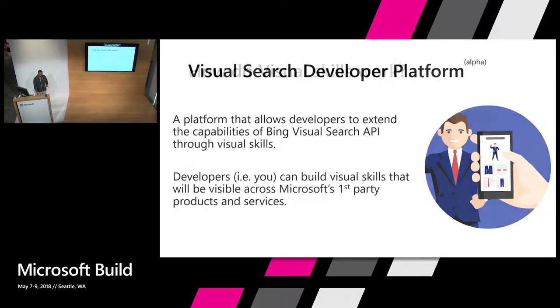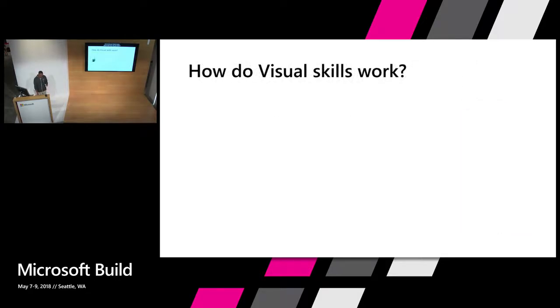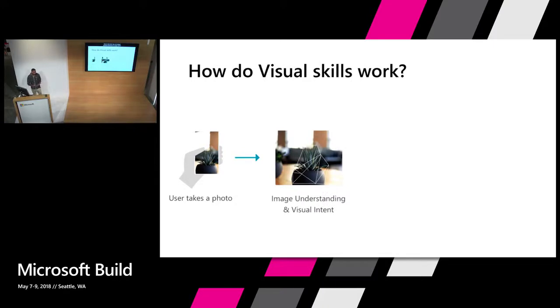So how do visual skills work? A user takes a photo, and here's where the magic happens. We've built decades of machine learning, computer vision, and deep learning expertise to understand what's in an image. So we can understand the intent of an image. We call this visual intent. Visual intent is defined as the most likely intent of an image given the content in it.